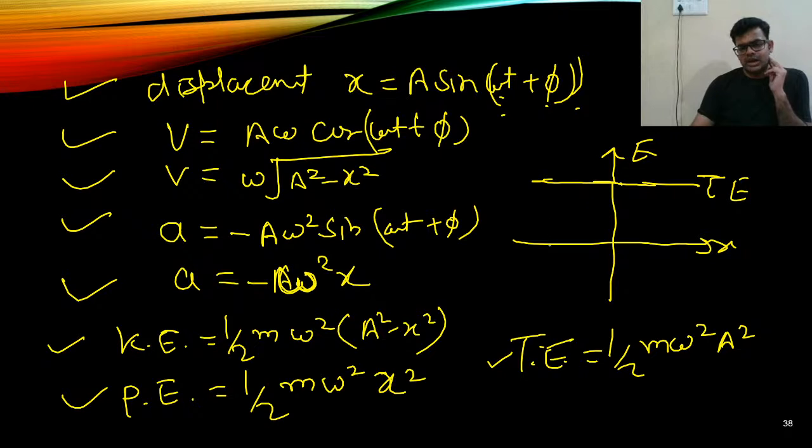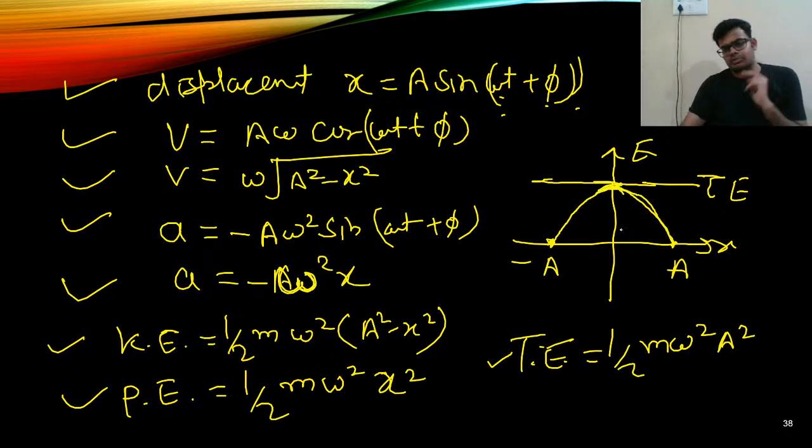Next, I will talk about kinetic energy. Kinetic energy is zero at the extreme position and maximum at the mean position. The curve will look like a downward parabola. Next, potential energy is maximum at the extreme position and minimum at the mean position, so it will be an upward parabola like this. So that's all, we have revised these basic formulas.